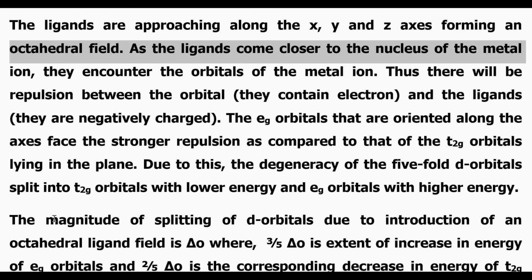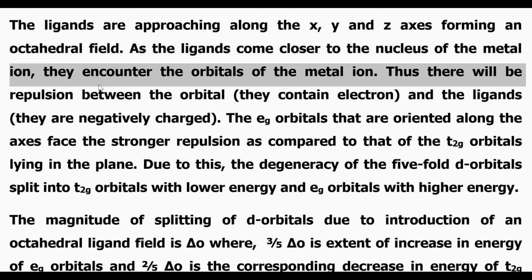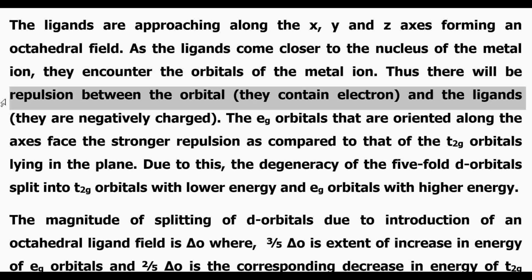Now, as the ligands come closer to the nucleus of the metal ion, they will encounter the orbitals of the metal ion. First of all, the orbitals will come. They will not straight away go into the nucleus of the metal ion. There are orbitals before the nucleus. So there will be repulsion between the orbitals because they contain electrons. So orbitals have some kind of negative charge, and the ligands are point charges. There will be repulsion between the orbitals and the ligands.